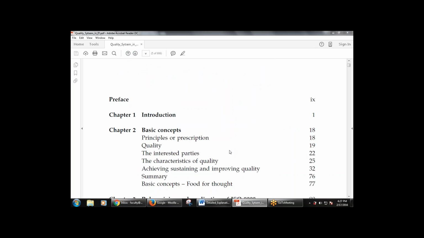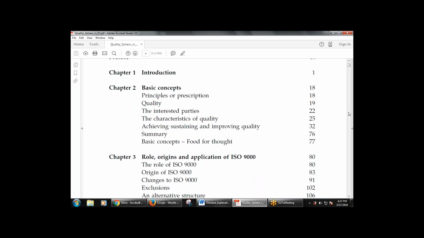The first part is the introduction, that is chapter number 1, which covers information related to the introduction of the quality system and what the various quality systems available are. Then basic concepts, what are the basic concepts. Then the role, origins and applications of ISO.